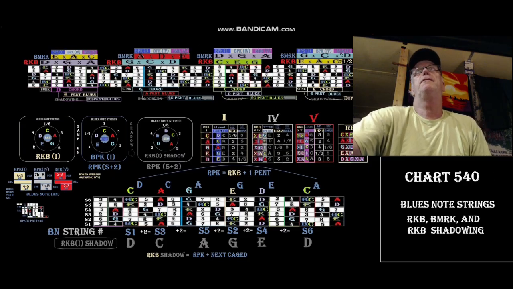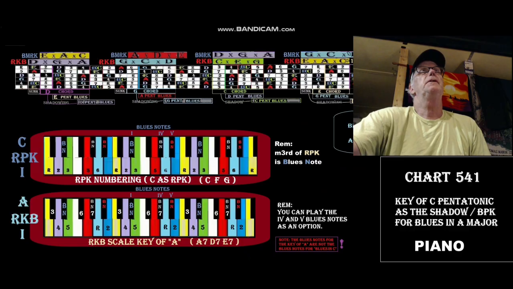Okay, so here's 540, blues note strings, root key of the blues, blues master key, and root key of the blues shadowing. And over here we've got the brand new chart I made this morning.